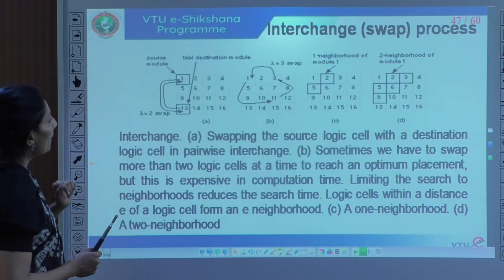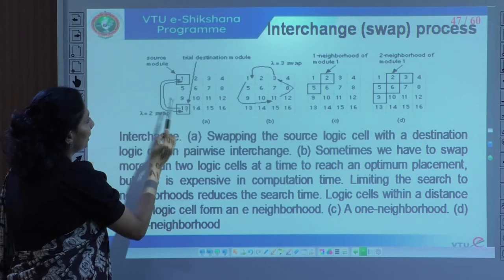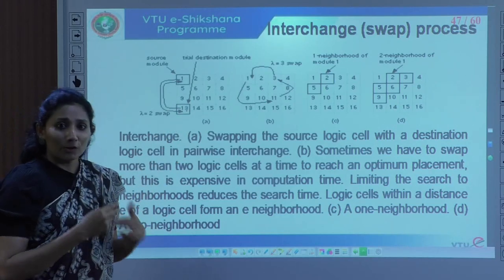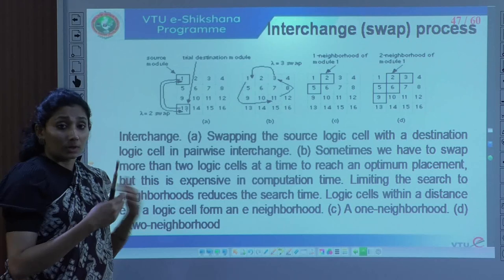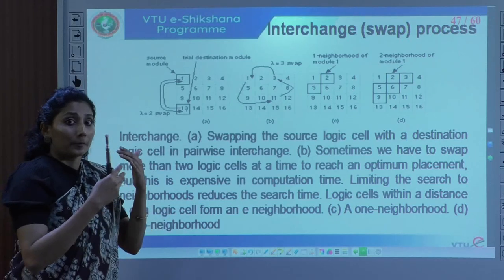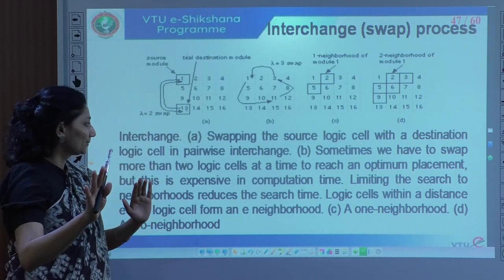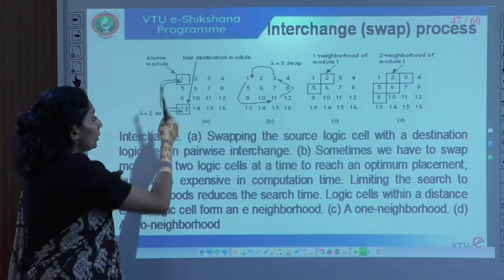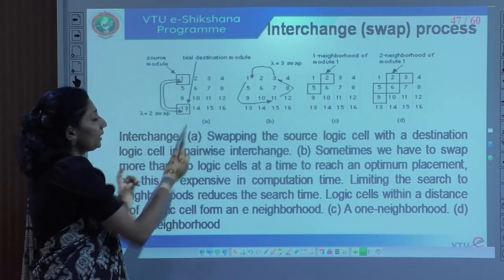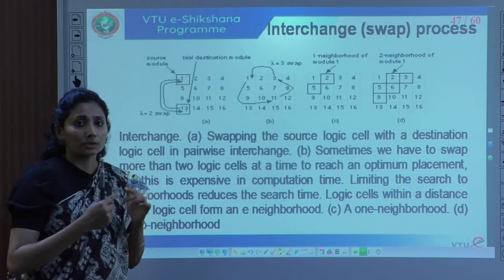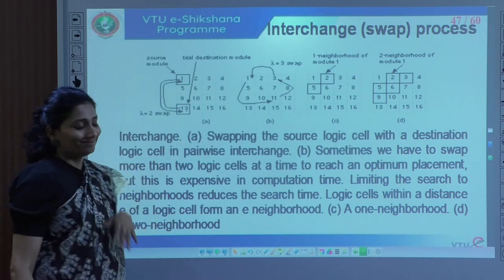See, the first example, it is a swapping. Like 1 and 13, that will be swapped based on, there is an interconnect, so force is more, you just swap. Okay, in the first example, if you see, it is just pairwise interchange. I am iteratively changing the location of the block so that there should not be a cut.